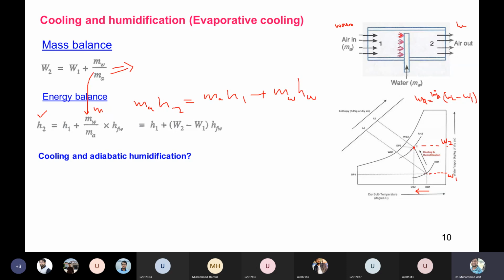Right. Sometimes we use the words cooling and adiabatic humidification. What do you think? What is the difference between simple cooling and humidification and when we use the words cooling and adiabatic humidification? Anyone?